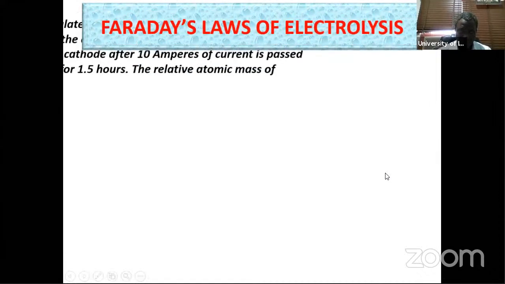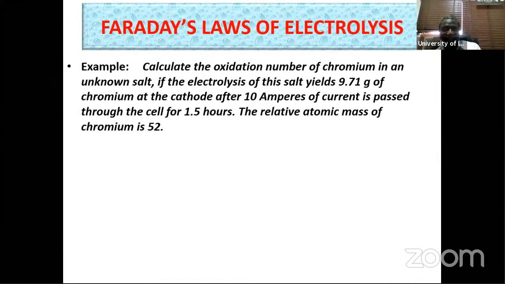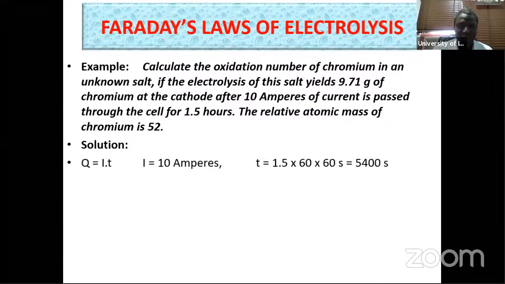And I have another question here. Calculate the oxidation number of chromium in an unknown salt, if the electrolysis of the salt yields 9.71 gram of chromium at the cathode after 10 ampere of current is passed through the cell for 1.5 hours. The relative atomic mass of chromium is this. So if you are to calculate the oxidation number of chromium, that means you are asking how many Faraday will actually discharge it. So the way to go about it is first calculate the Q. Q is I times T.